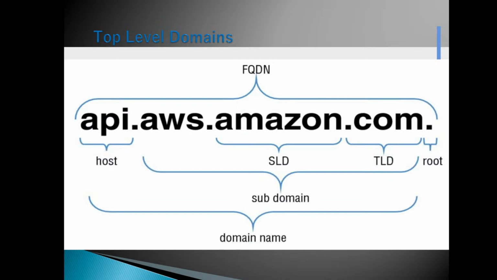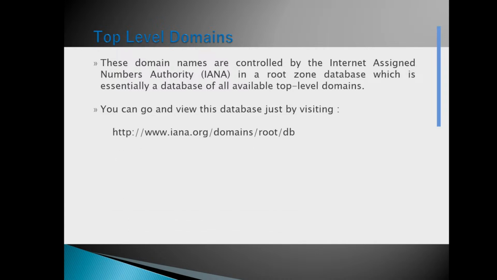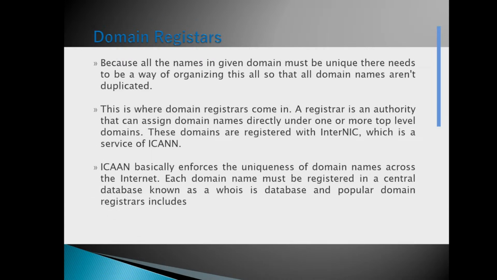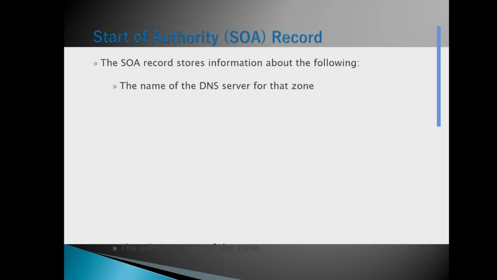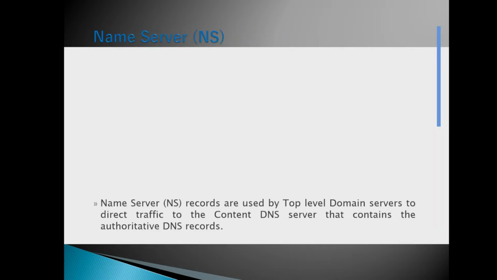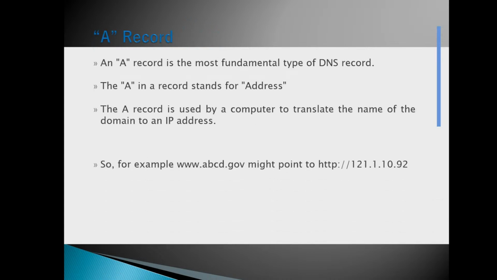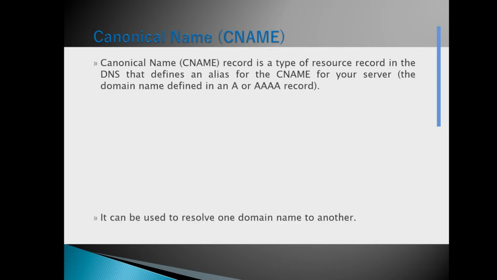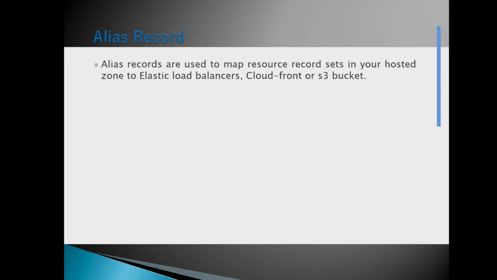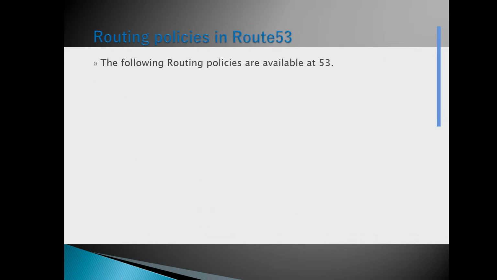Okay, we have seen the domain registrar. Okay, then records in DNS, then alias. We have covered all these things. Now today we are going to cover the policies in Route 53.